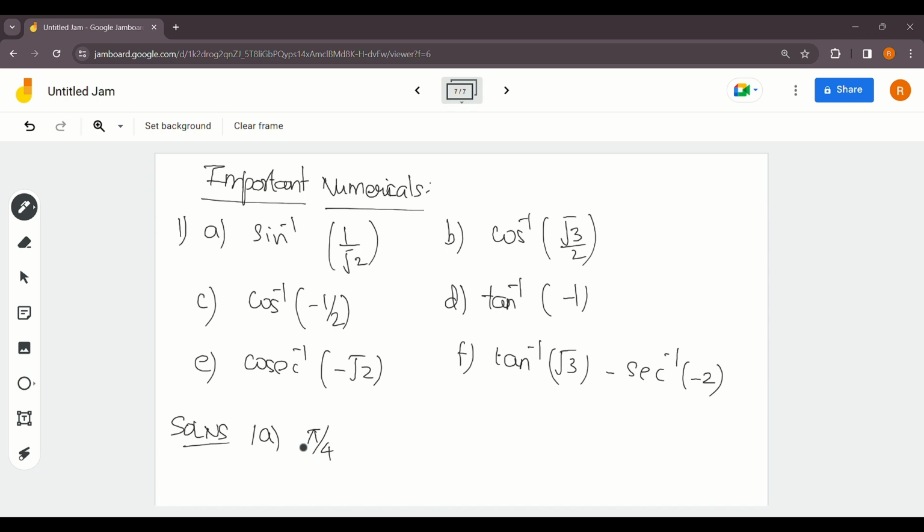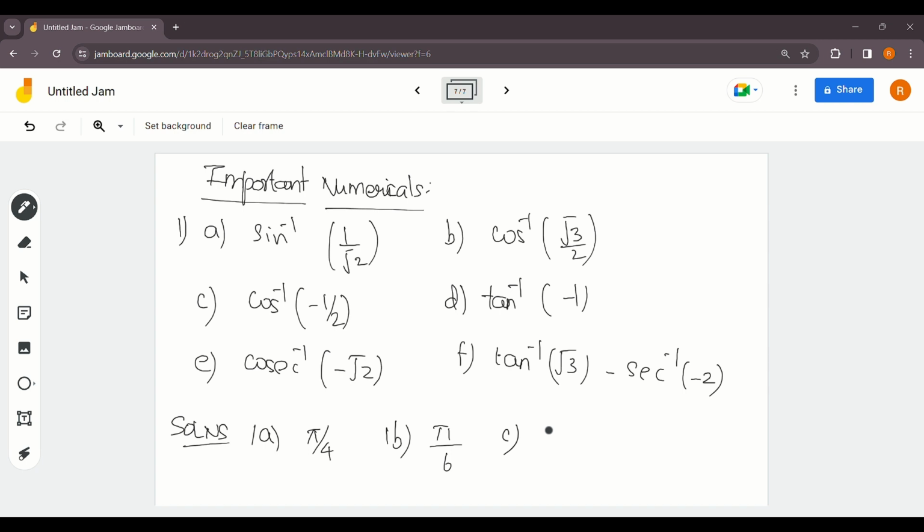You need not check the domain and range values at all. That is why I told you, instead of using domain and range, if you know the properties you can solve directly. This is the application of the properties that we have learned. Now similarly for 1b, cos inverse of root 3 by 2, it is again a positive value, so absolutely no complication. Directly from the trigonometric table we can see that cos of 30 is root 3 by 2. So the answer is 30 degree, which is pi by 6.